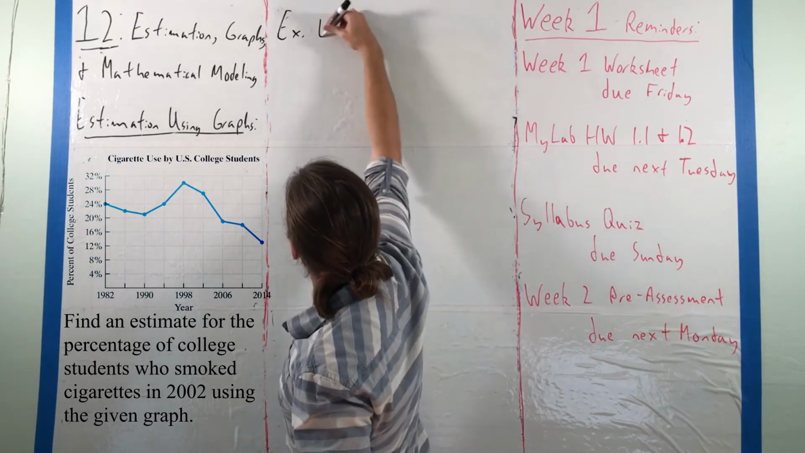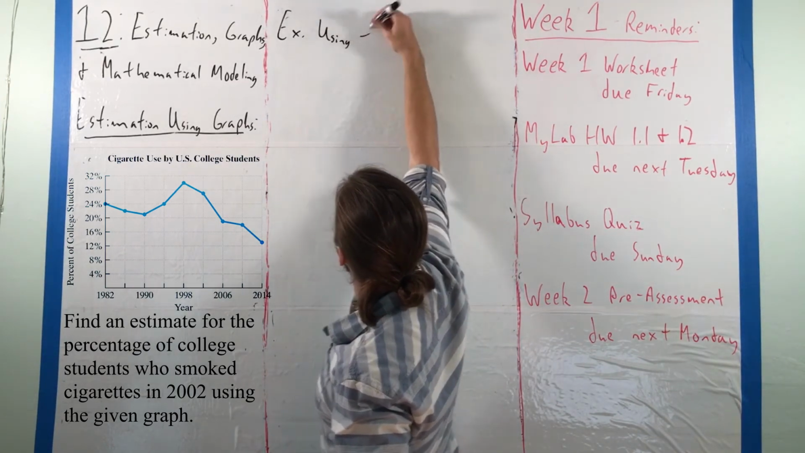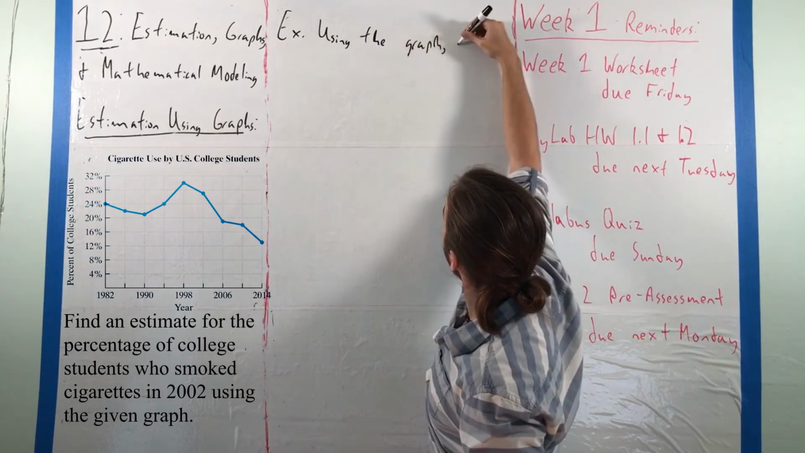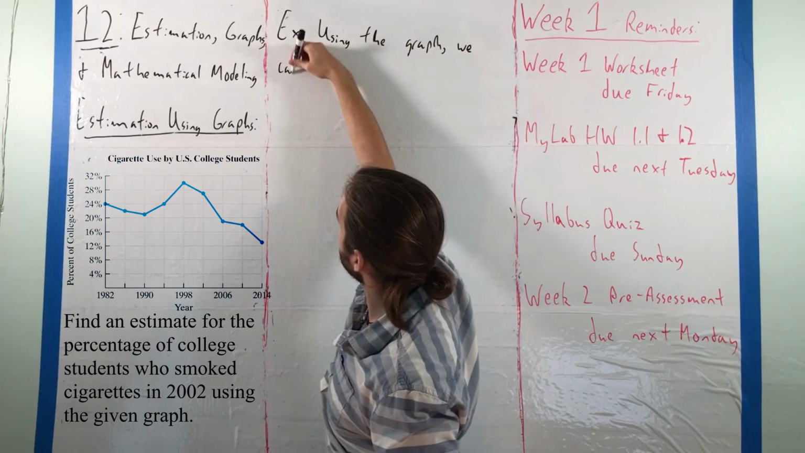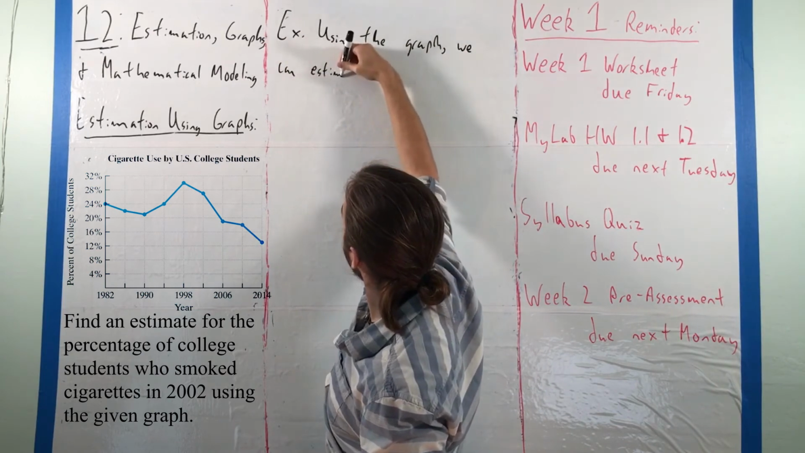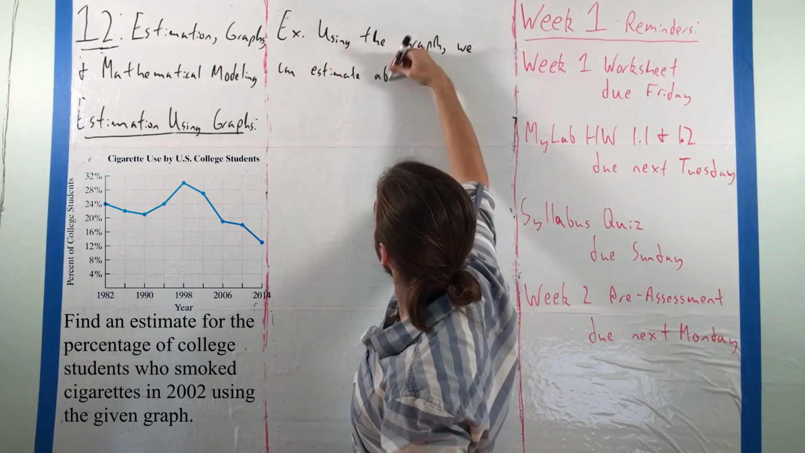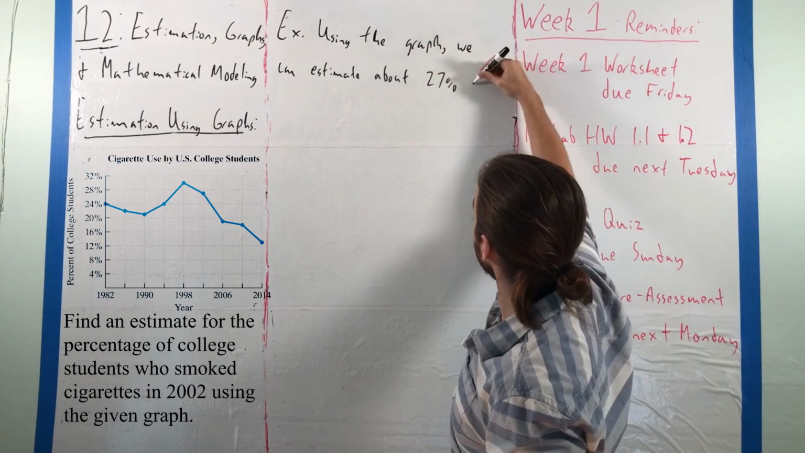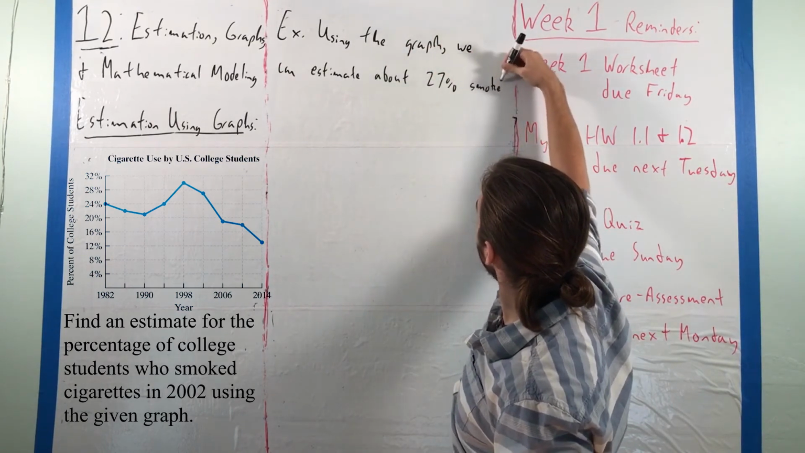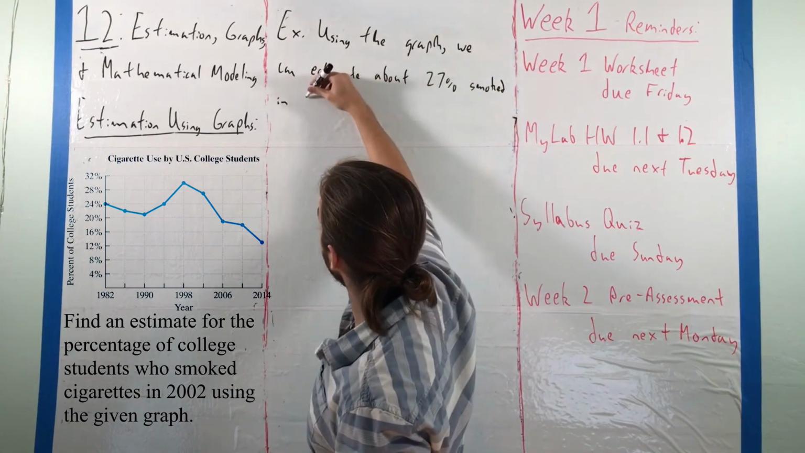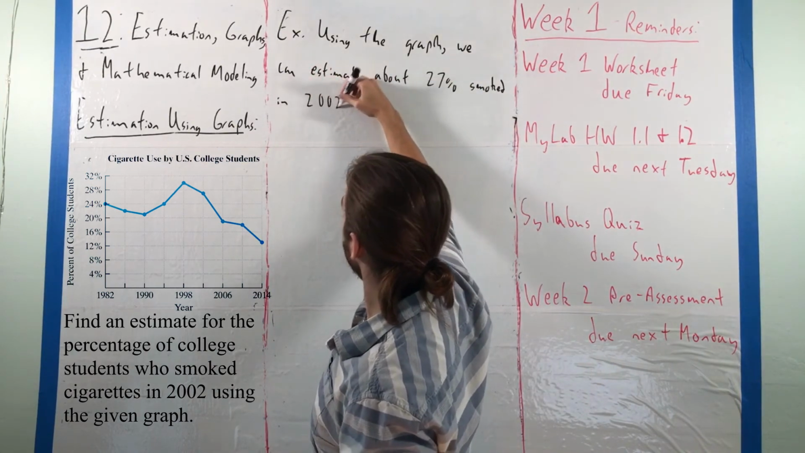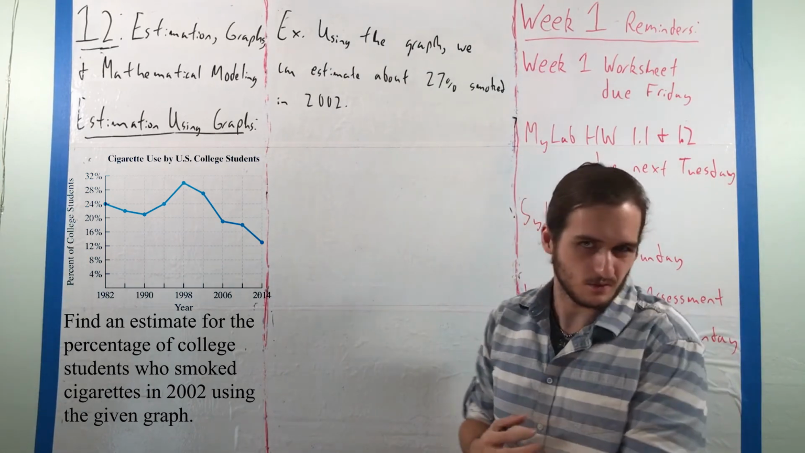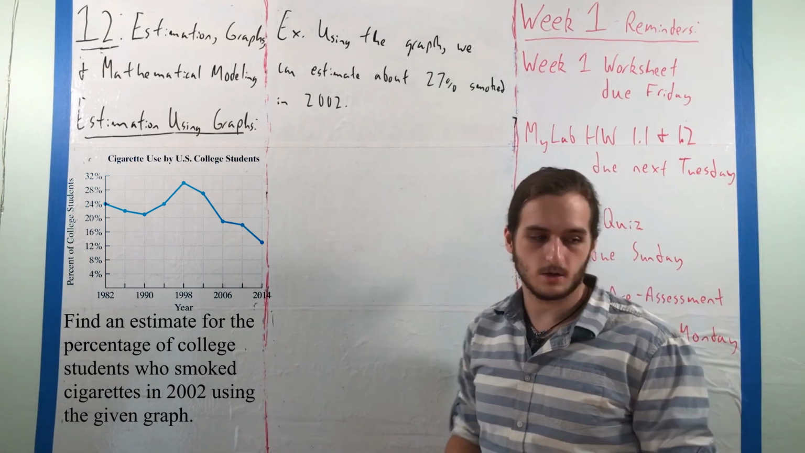So, using the graph, we can estimate about 27% smoked in the year 2002. About 27% of American college students used cigarettes in the year 2002.